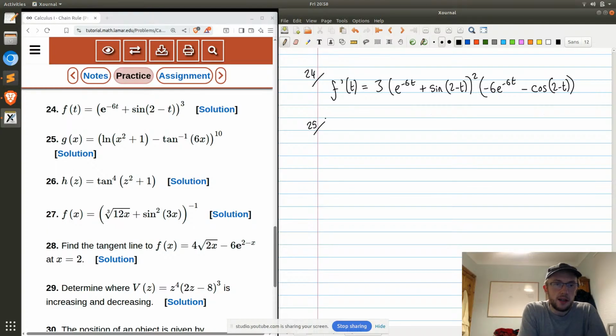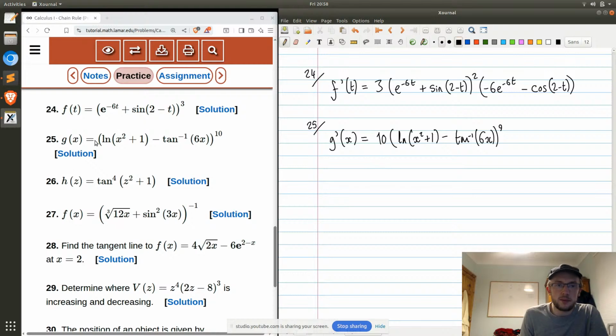g of x is (ln of (x squared plus 1) minus arctan of 6x), all of that raised to the power of 10. So g prime of x: differentiate the outside one, leave the inside one alone. So 10 times (ln of (x squared plus 1) minus arctan of 6x) to the 9, just like that. And now differentiate the inside one.